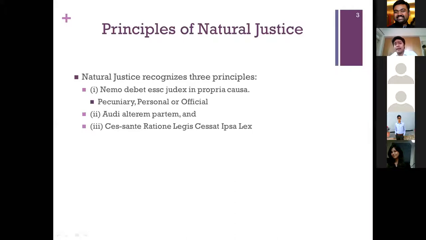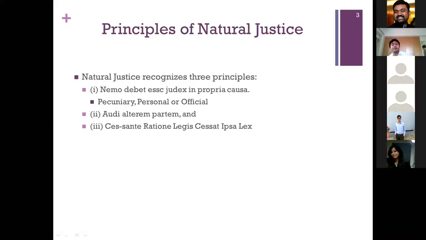The second example of bias is pecuniary bias, right? And typically this happens when judges have some financial interest in one of the parties. Again, Markandey Katju's case comes up because he was deciding this case between Reliance and GTCL. And it turns out that his wife had shares in the Reliance company. So again, he had to recuse himself.